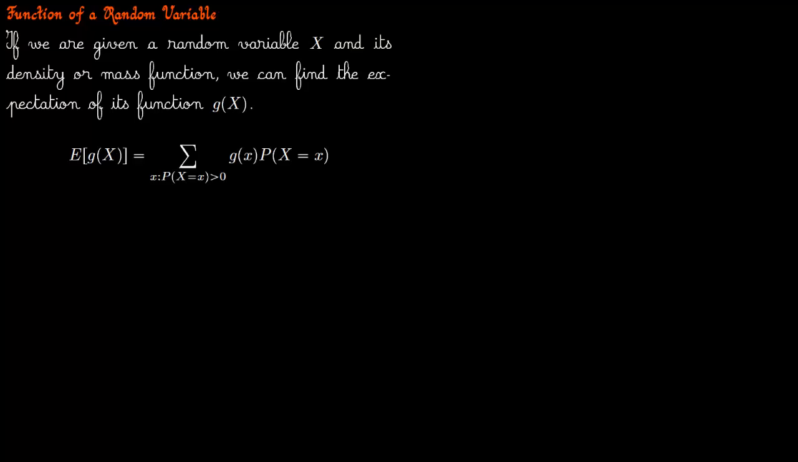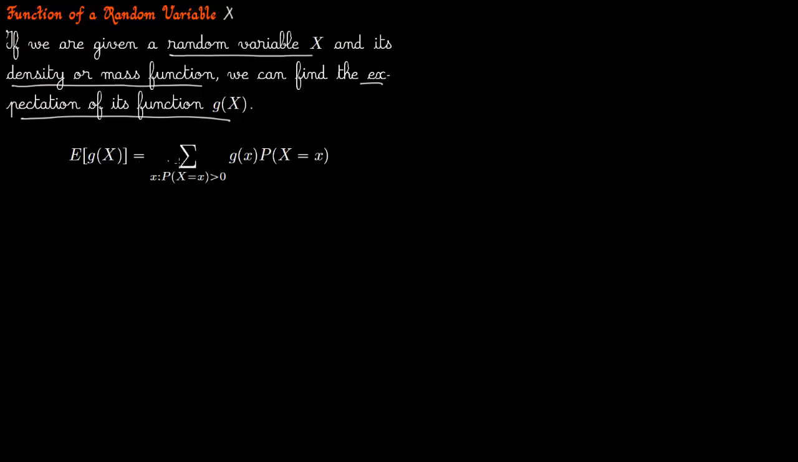Now we talk about function of a random variable. So say if you're given a random variable x and its density function or mass function, then we can find expectation of a function of a random variable. Notice that a random variable itself is a function. Then we can apply another function on it and we can find the expectation of that function if we are given the density or the mass function associated with this random variable x.